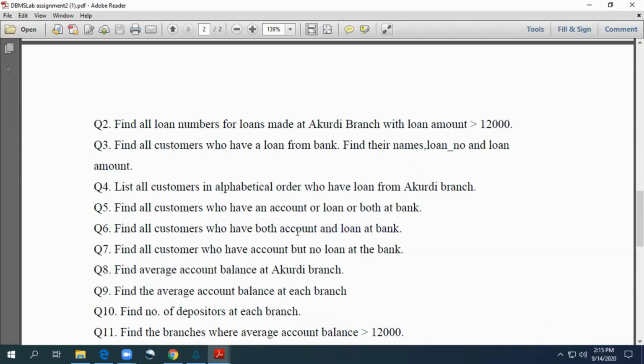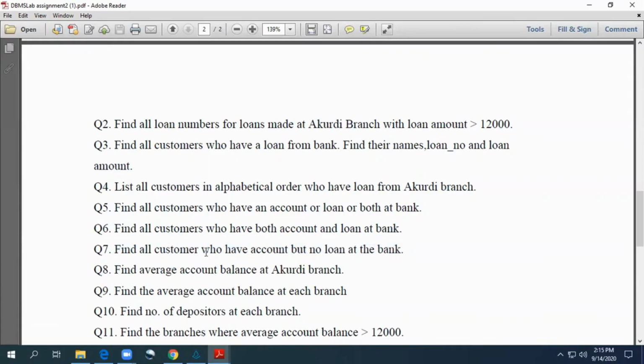So my query A will return the customers who have a saving account. Query B will return the customers who have a loan account. But we want those having both. So the intersection of both queries will return the result for this question. Here in the third query, find all customers who have an account but no loan at the bank. So this is the example of the minus operator.